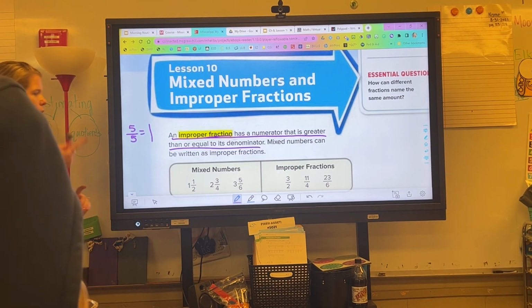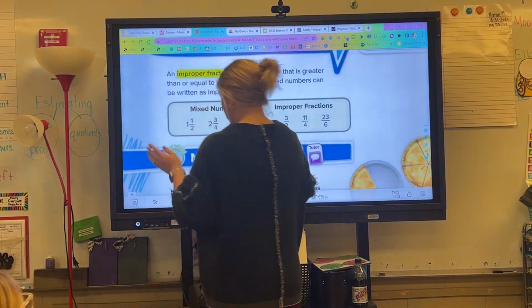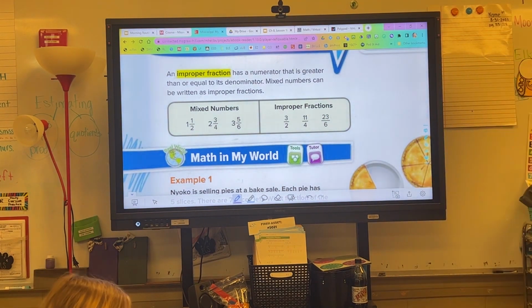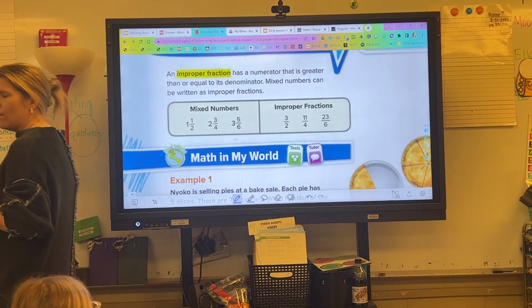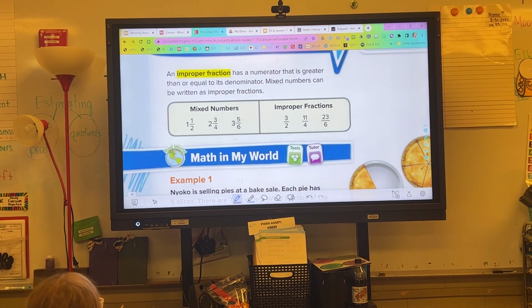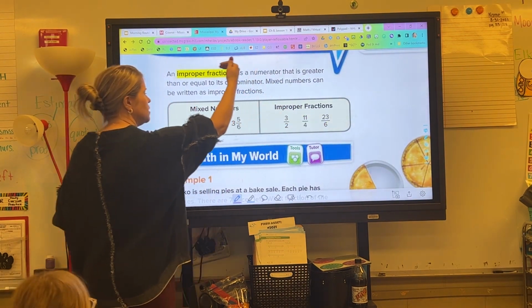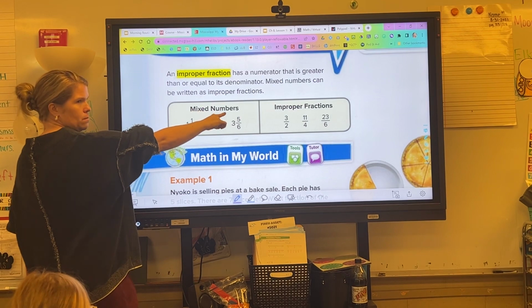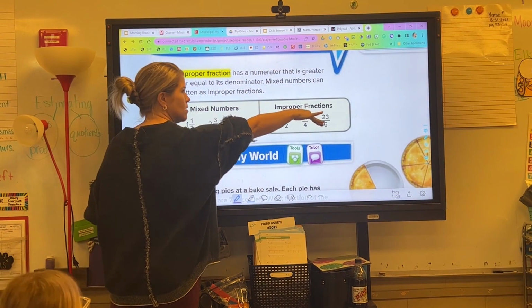Now, let's infer. Let's use a little bit of your reading skills. If I have mixed numbers and improper fractions in the same lesson together, what can we infer about them? Why would they be in the same lesson together? Because you can make an improper fraction of mixed numbers. Yeah, I can fix my improper fractions and turn them into a mixed number, or I can take my mixed number and turn it into an improper fraction.